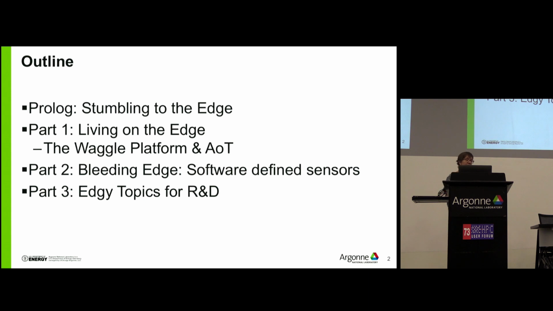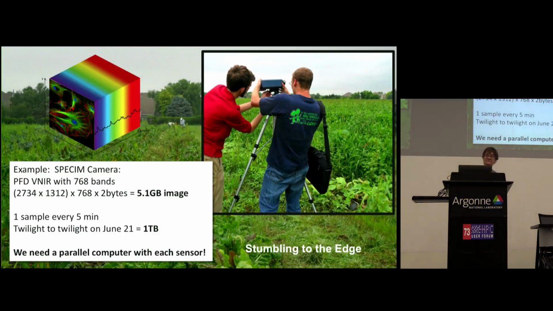So I'll tell a story today. I'll talk a little bit about how we started on this project, the phase one of the project, which is the Waggle Platform and the ArrayOfThings project, and then talk a little bit about where we are now and what we're working on and some of the R&D topics.